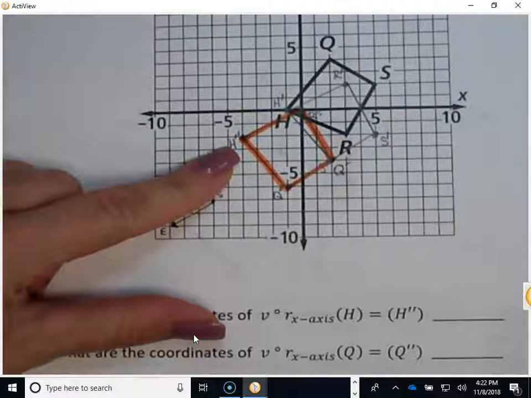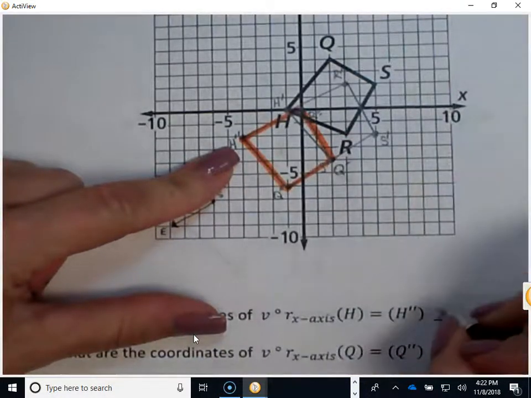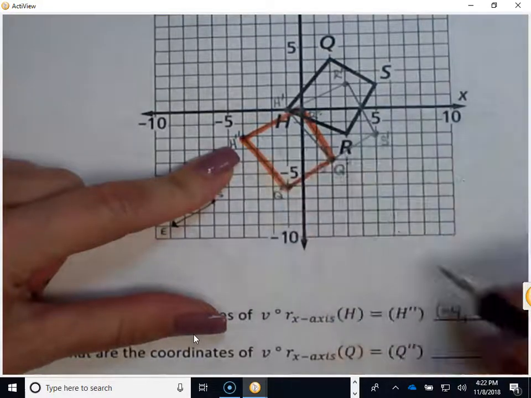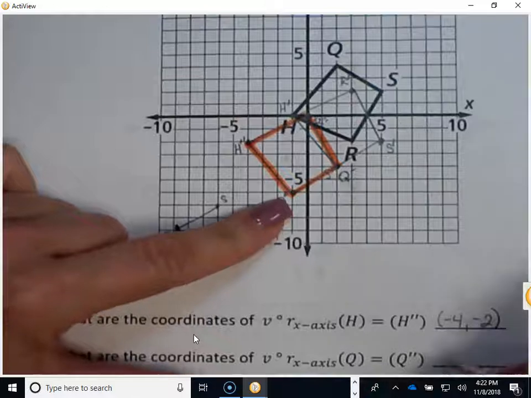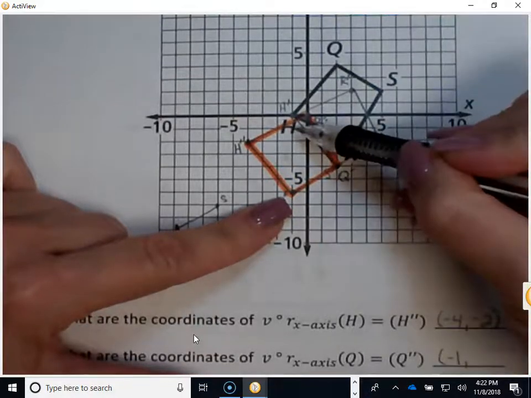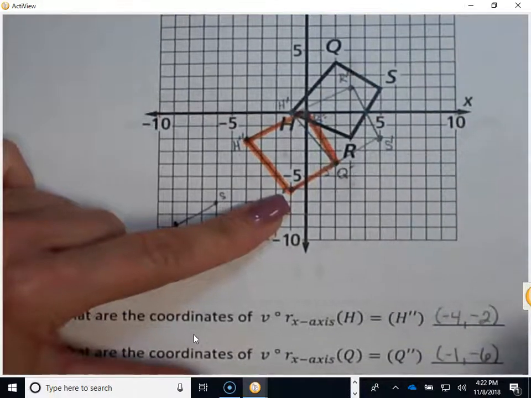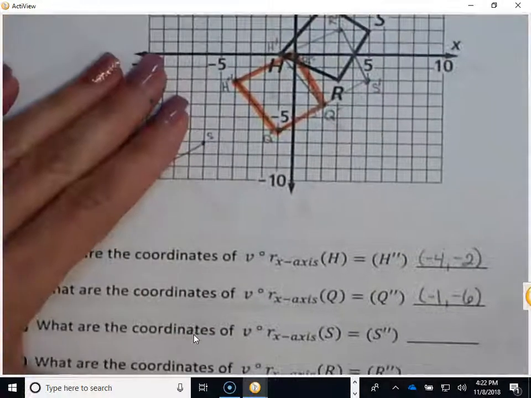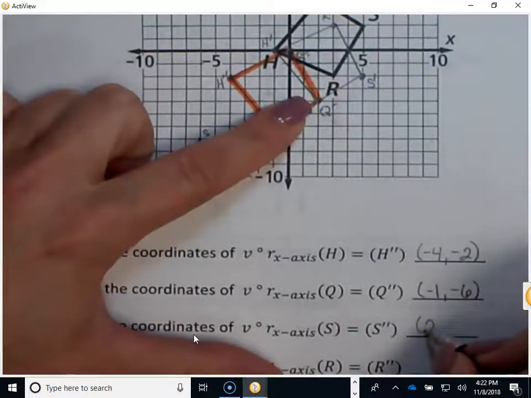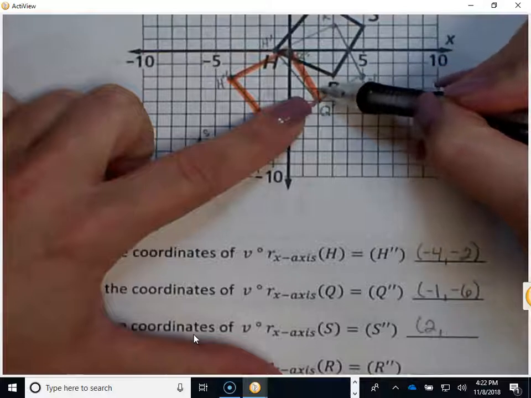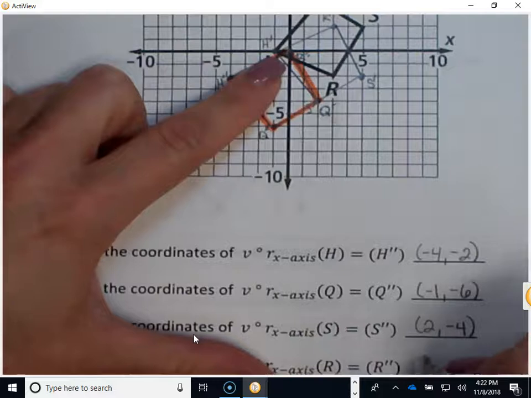So H double prime is from the origin 1, 2, 3, 4 to the left, so that's a negative 4 for my x coordinate, and then down 2, which is a -2 for my y. Q double prime is at -1 for my x coordinate, and then down 1, 2, 3, 4, 5, 6, so that's -6. S double prime is to the right 2, so that's +2. And then down 1, 2, 3, 4, so that's a -4 because it was down. And then R double prime is right at the origin, so that's 0, 0.